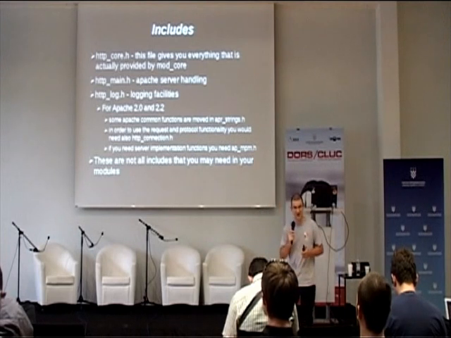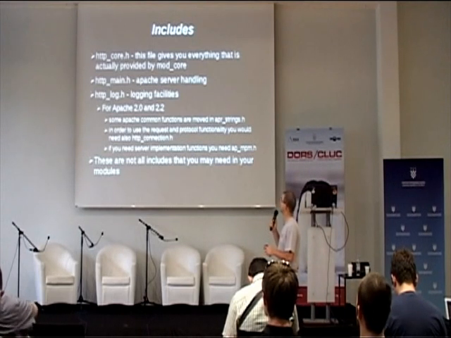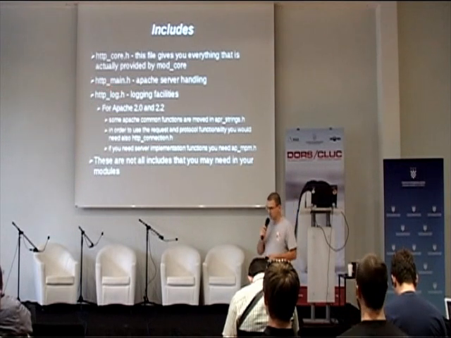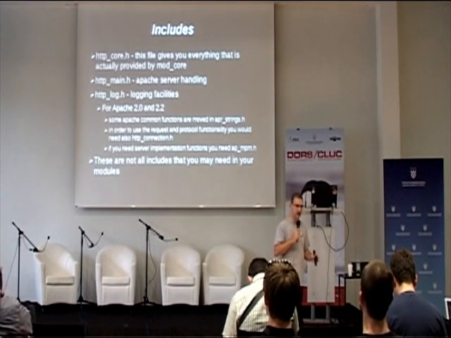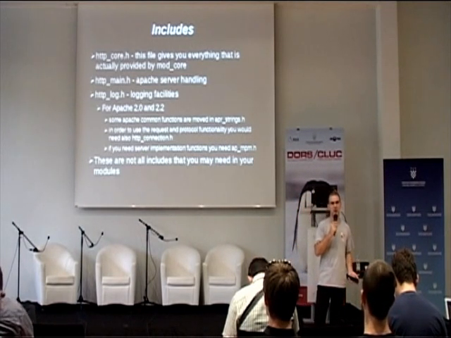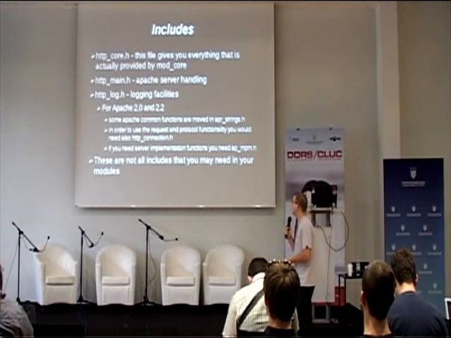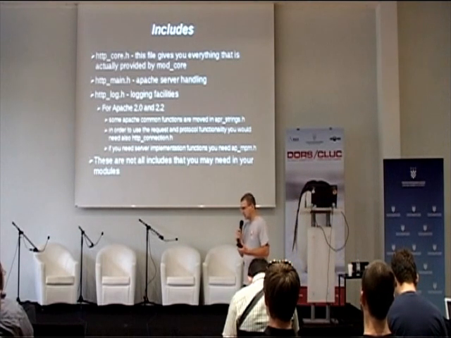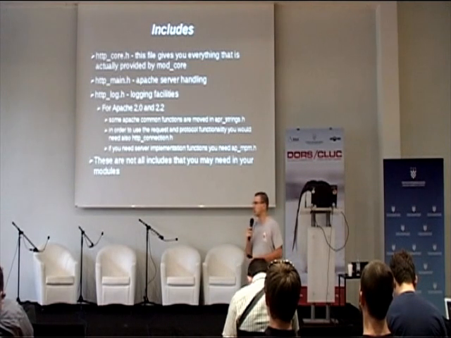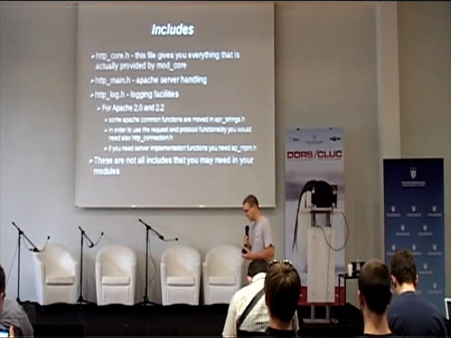You have a lot of other includes. The main one here is HTTP main, which is used for handling how many Apache servers, how many children you can build, how many servers you can start with different workers. For example, if you're with worker or with prefork for Apache 2 and newer. And there are a lot of other header files.